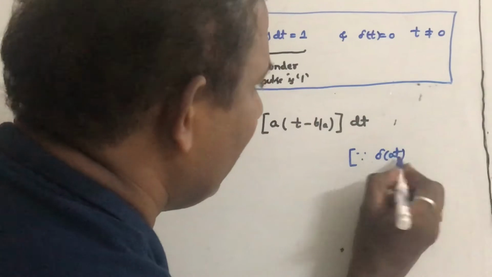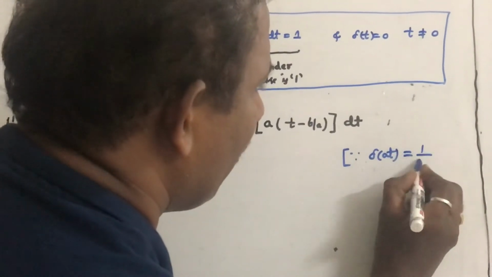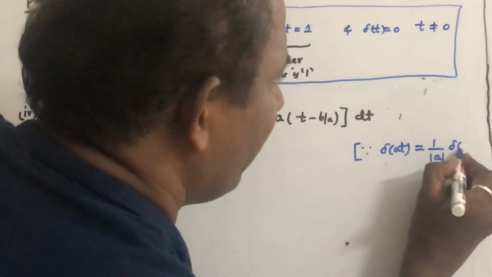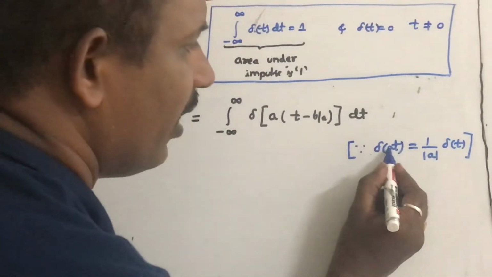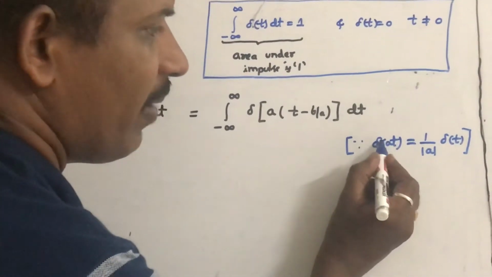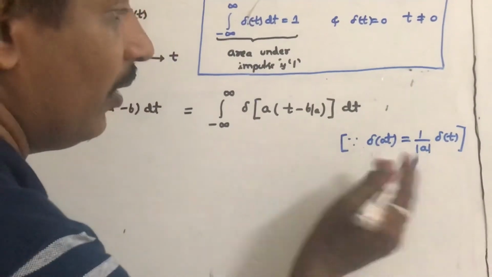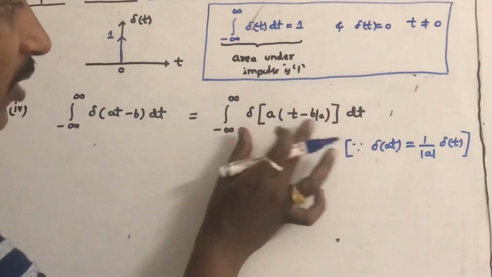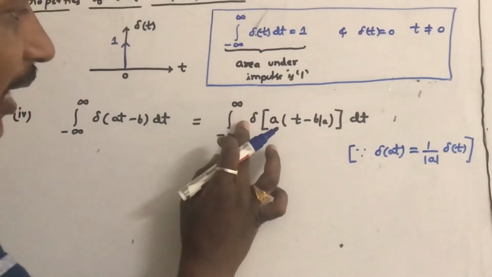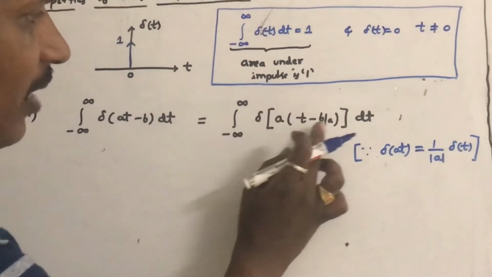What is property 3? Del of at is simply written as 1 by magnitude of a into del of t. So if 2 or minus 2 is there, you have to take 2. If 3 or minus 3 is there, you have to take 3 only. That is the meaning of this. So apply this property here. You can write a outside, and the remaining will be del of t minus b by a.